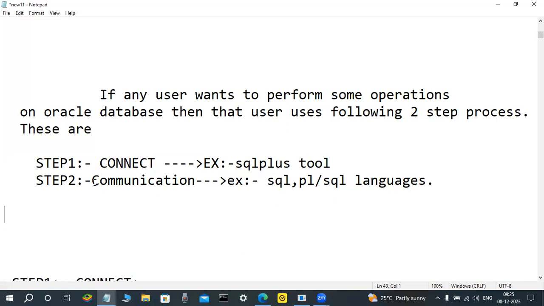Step 2, communication. Example, SQL and PL/SQL languages.